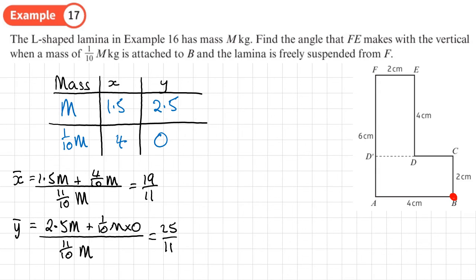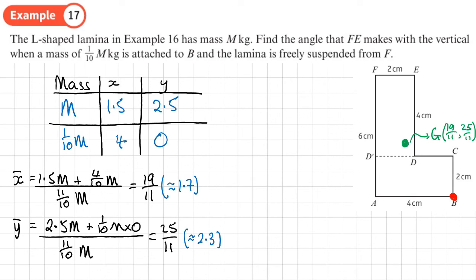Okay, so if I work out roughly what these are as decimals, it'll give me some rough idea where to put it on this diagram. Okay, so I can see that I need to go about 1.7 across and 2.3 up. So I'll put my center of mass here, G, and I'll give it a coordinate, which is 19 over 11, 25 over 11.